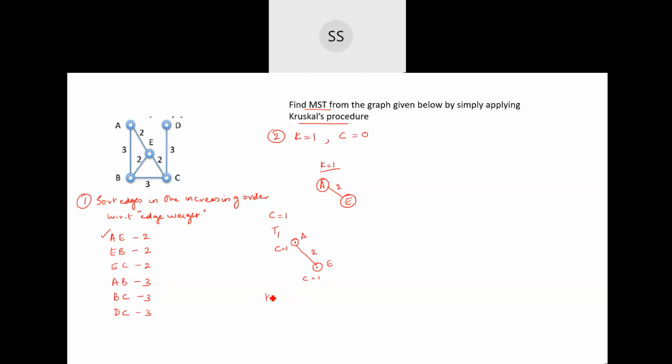Now what will I do next? I'll increment k. I'm going to consider the second edge, which is EB. I'm going to take E and B. Okay, I have to take EB. Now, what is the weight of it? It is 2.